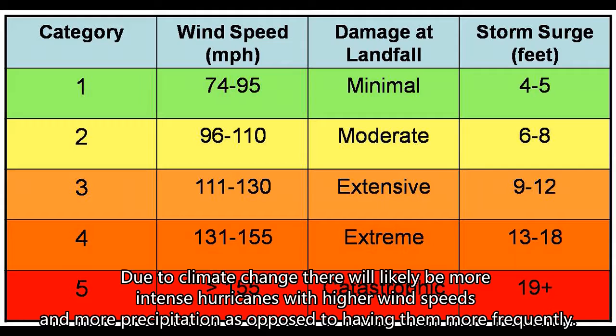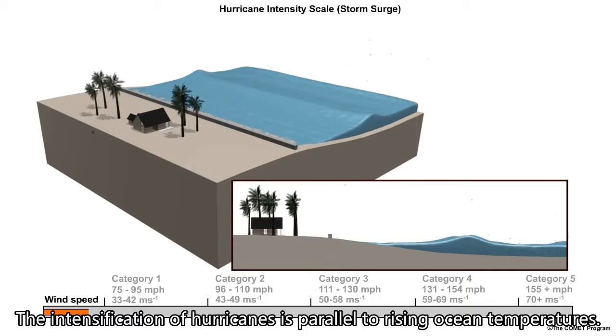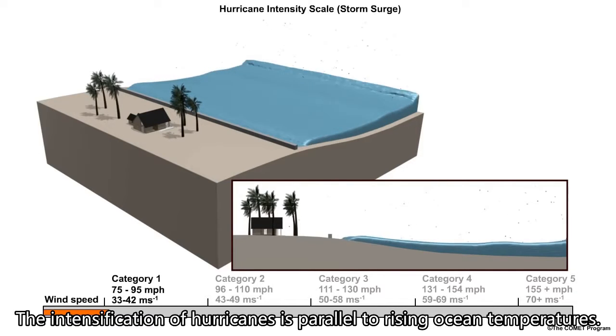Due to climate change, there will likely be more intense hurricanes with higher wind speeds and more precipitation, as opposed to having them more frequently. Intensification of hurricanes is parallel to the rising ocean temperatures.